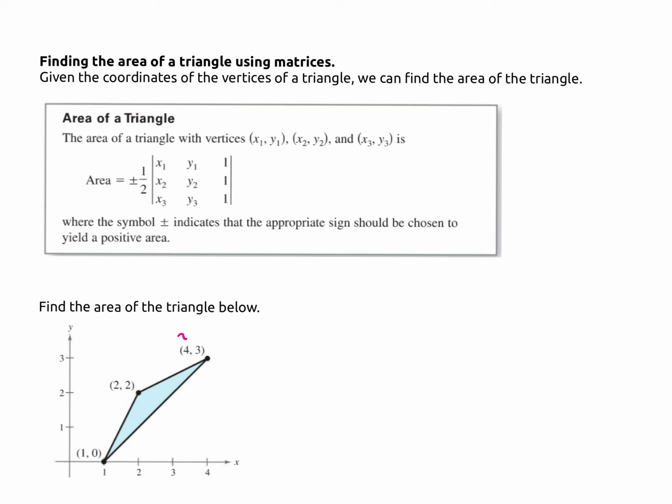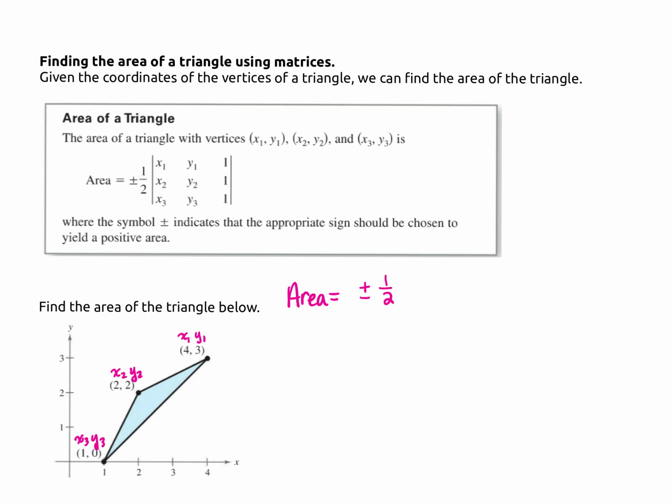So this triangle, we can label our points in any way we'd like. I can call them like I am here, x1, y1 is 4, 3, x2, y2 is 2, 2, and x3, y3 is 1, 0. But I could also rename those in any order I'd like. So I could call 2, 2, x1 and y1 if I really wanted to. Now, if I'm going to find the area, I'm going to put those values into that determinant that I see written above.